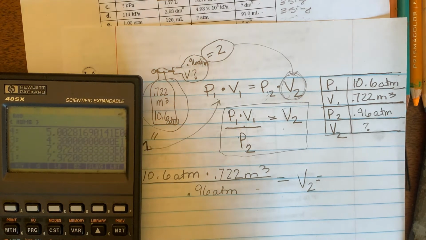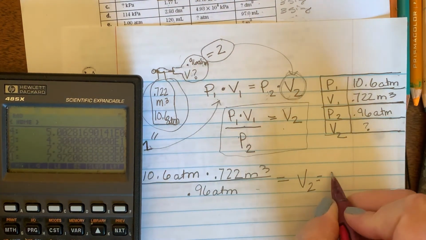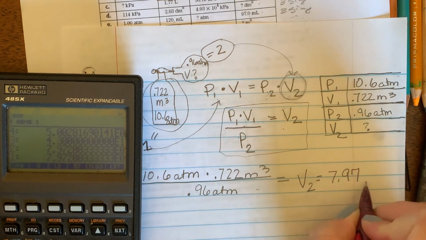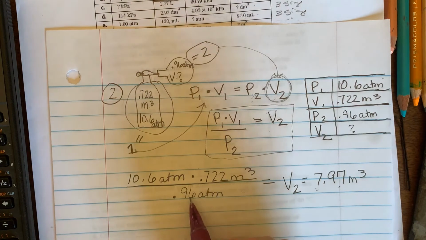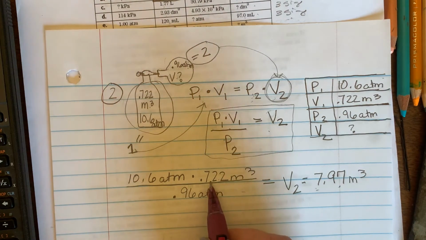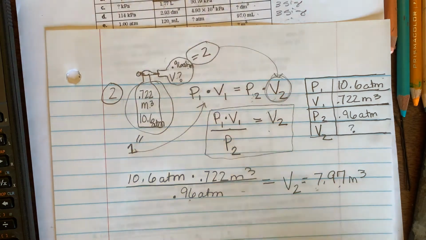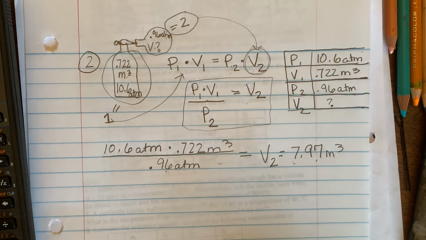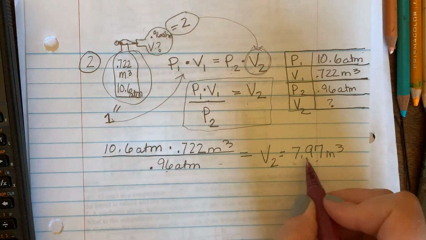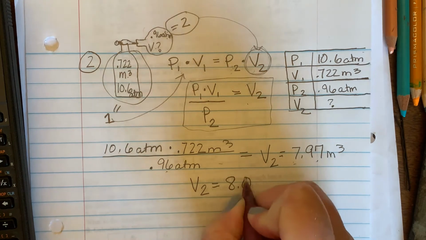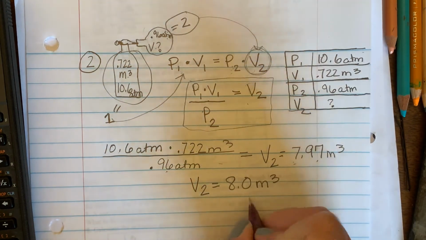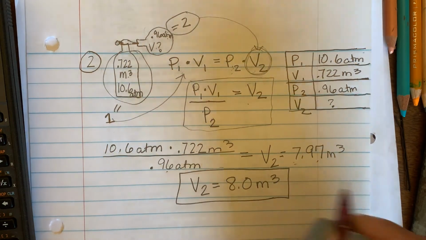And we get an answer. And it is 7.97, and that would be volume, so it's meters cubed. But 7.97 isn't a good answer because when I look back at my significant digits, I have 3, and I have 2. And remember, I can't report any more significant digits than I have. So I'm going to go ahead and round this off to 2 significant digits. So that means that V2 is going to be equal to 8.0 meters cubed. And that is the real answer.